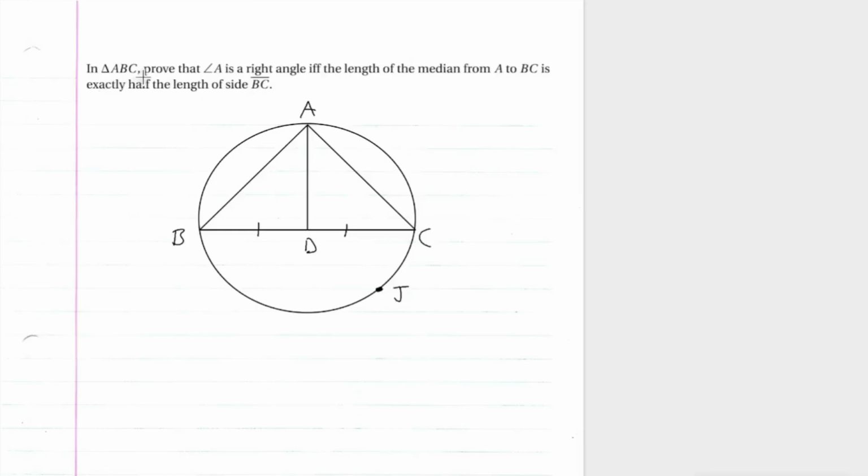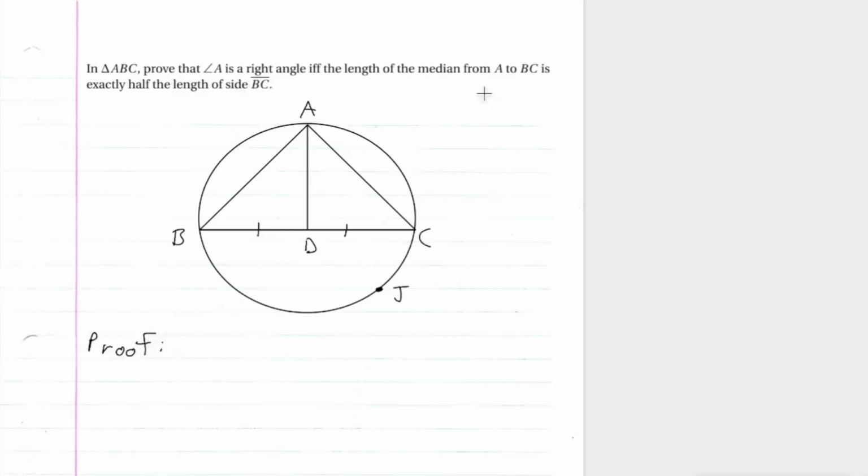All right, so in triangle ABC, prove that angle A is a right angle if and only if the length of the median from A to BC is exactly half the length of side BC. As you can see, we have triangle ABC, and of course, points A, B, and C are non-collinear, so that's why I went ahead and drew this circle about those points. So let's go ahead and start this proof.